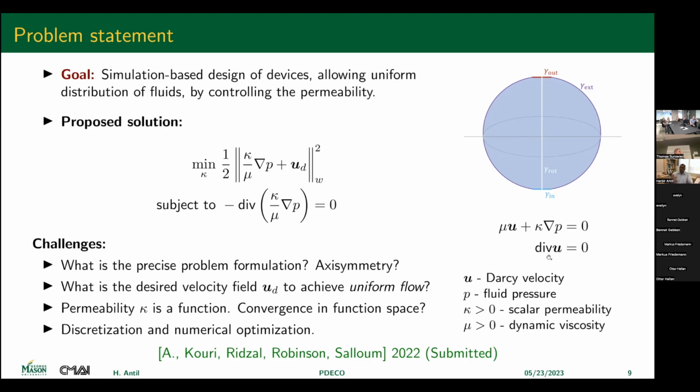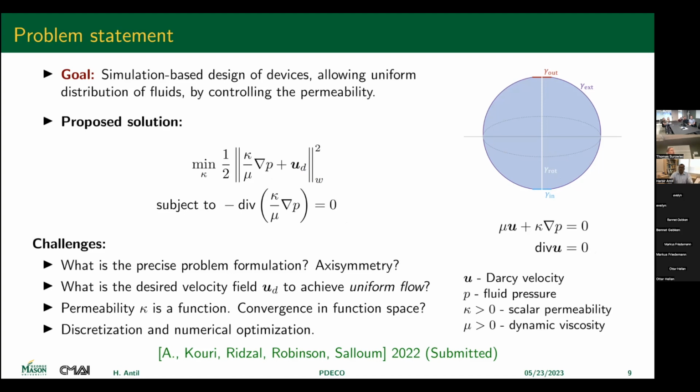Now, what is the goal? The goal is to design devices allowing uniform distribution of fluid. So we want the fluid to follow certain streamlines. We want to match a desired velocity profile U sub D. This kappa over mu grad P is the Darcy velocity. Again, P is the pressure, and P fulfills this equation here, now written not in the mixed form like here.